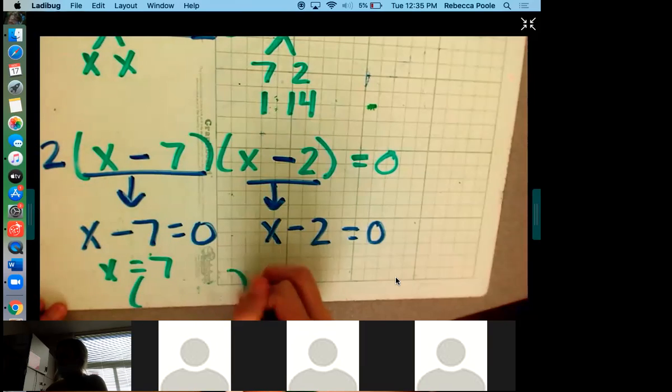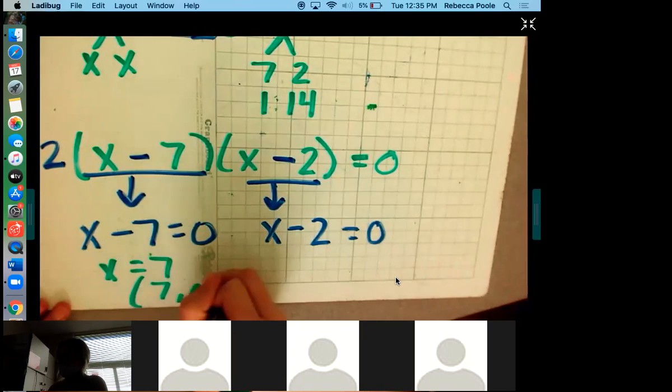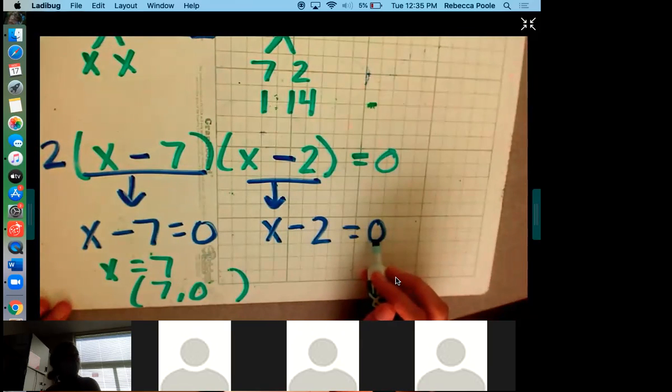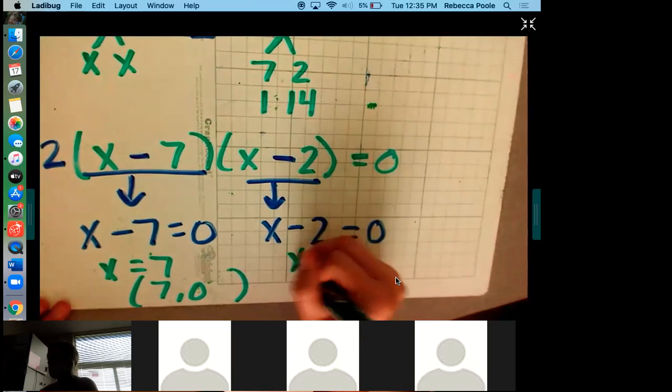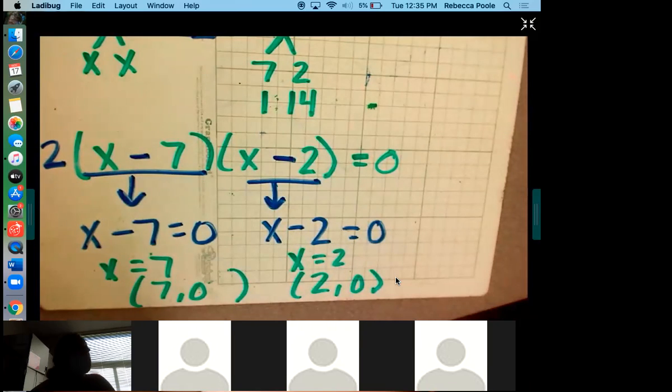Brooke, what is that as an ordered pair in case it asks for an ordered pair? Is 7, 0. Good. And then this one, when you add the 2 over, would be x equals. Excellent. x equals 2, which will be 2, 0. Your test will ask for ordered pairs. So make sure you know how to write it with the number and then 0 in for the y.